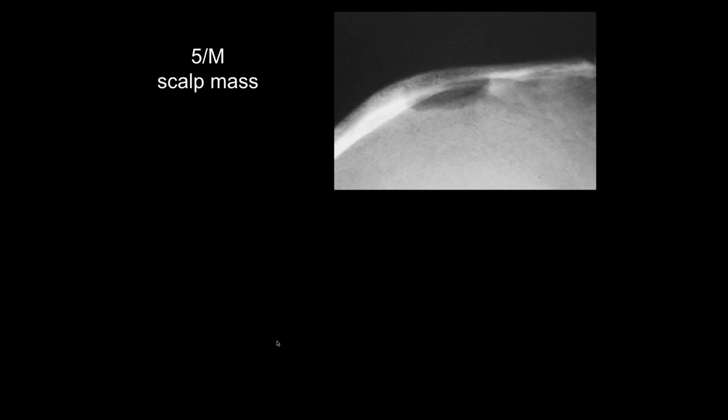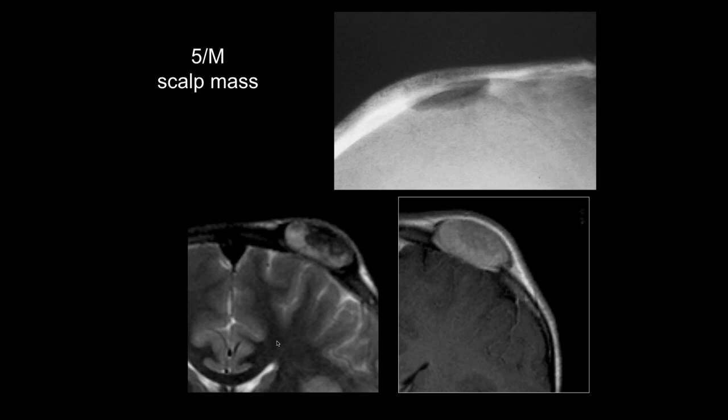Okay, so it looks like there is a lytic lesion involving the inner table and maybe the diploic space of the skull in a five-year-old. And it looks like a soft tissue mass on the T2. It's sharply defined, but it also is low density, right? Right. So it's heterogeneous on the T2 weighted sequence and T1 iso-intense to hyperintense. But it's not really a lipoma. It's not a lipoma.